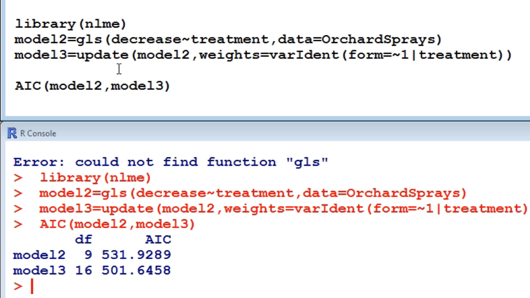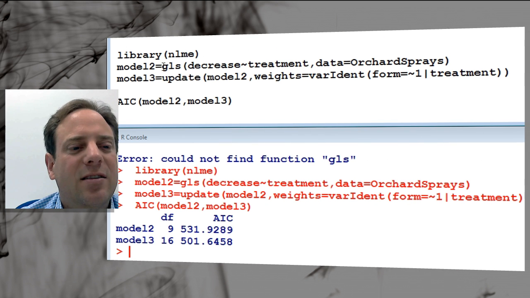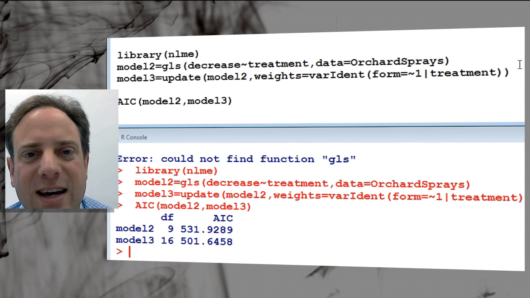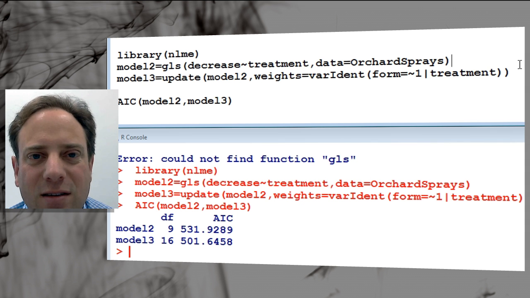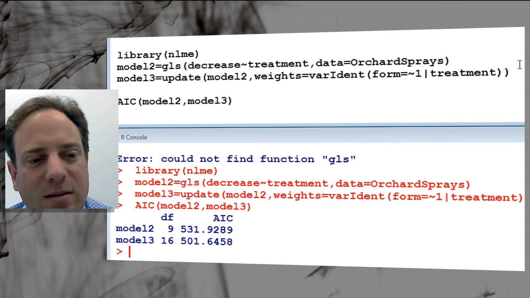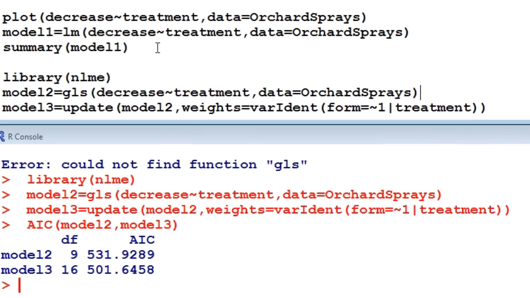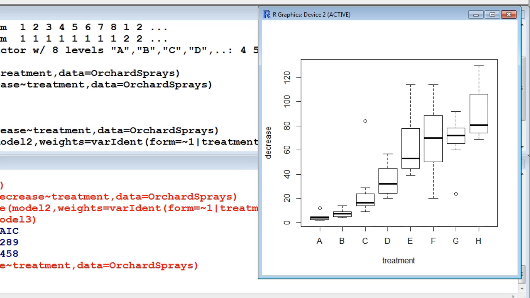So let me just repeat why we did that. Why did we use the GLS function here? We used it because we wanted to test whether the variance in treatments, so the variance in decrease as a function of treatments, was homogeneous or not. So look at the plot once again. You can see clearly that the H treatment here varies a lot. The decrease measured is very variable for treatment H. It's much less variable for treatments A, B, and C.